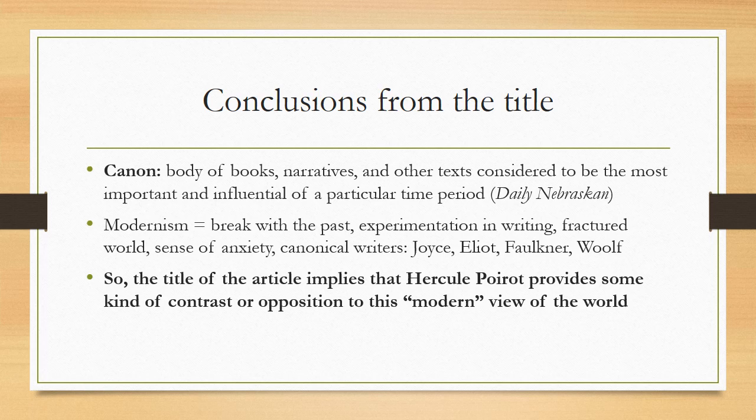And it shows us that the author is doing something important here with Agatha Christie and Hercule Poirot. Maybe Agatha Christie is not part of the canon of modernism, but the definition here uses passive voice. It says, other texts considered to be the most important. Well, who's considering this? Who has determined these texts are the most important?